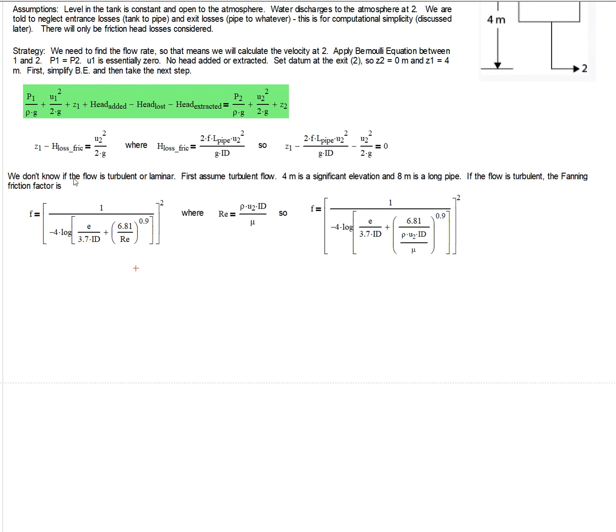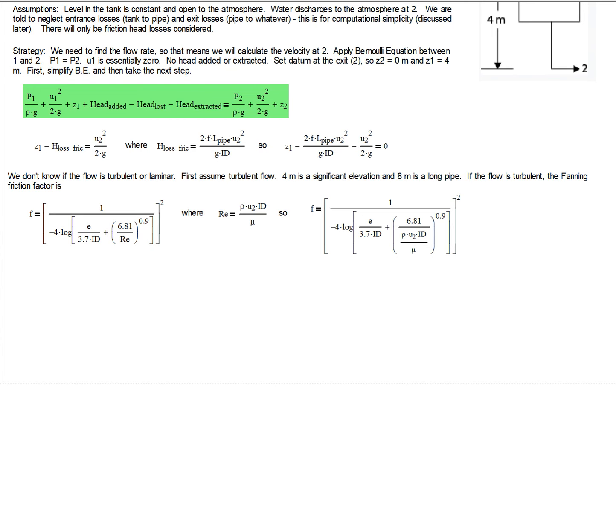So we can only calculate the Fanning friction factor if we know the flow is laminar or turbulent. Remember, if it's laminar, it's just F equals 16 over the Reynolds number. If it's turbulent, it's equal to this big number. The velocity here is in terms of the Reynolds number, and I've substituted it into the Reynolds number, so this is our friction factor term. What we need to do then is take this equation for F, substitute it in here, and then we can solve for U2.